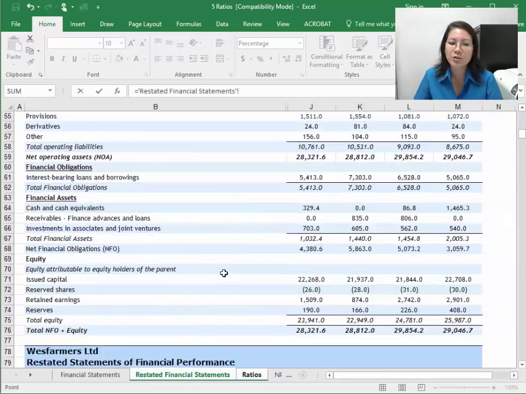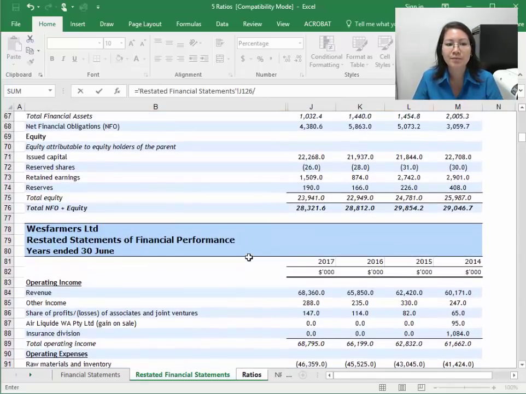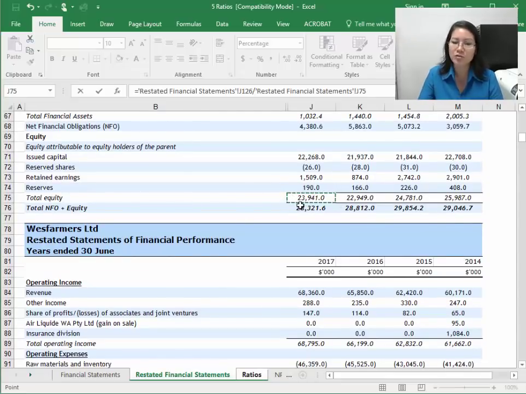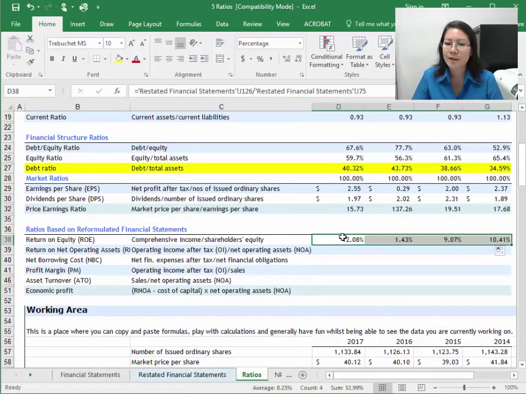So CI, which we've actually put right at the bottom of our income statement here, CI divided by shareholders' equity, which is total equity here from our balance sheet. That figure's actually the same as your originals, but we like to link it to the correct sheet. So return on equity, we've calculated. So let's look at the trend.